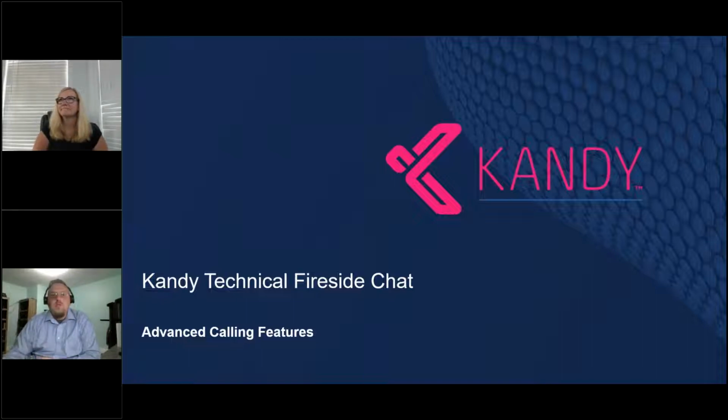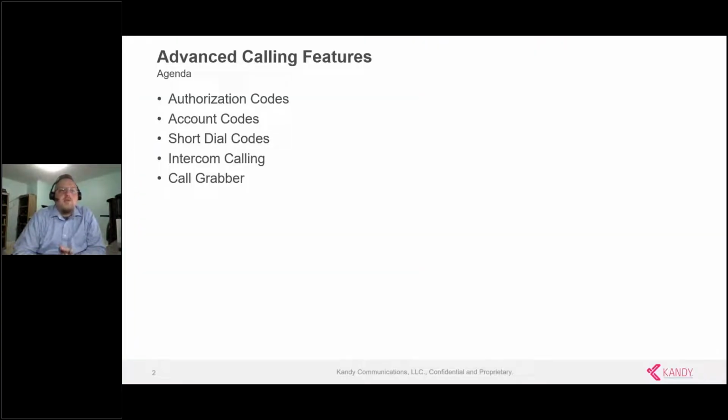So just wanted to give you a little bit of that, and then we will go ahead and get started. In the session today, we are going to be covering the advanced calling features. More specifically, we're going to be going over authorization codes, how to set those up, how to get them working, account codes. We'll talk about short dial codes, intercom calling, and call grabber. These are some of the features that are less known or less used, so we thought we'd go over how they work and what they are.